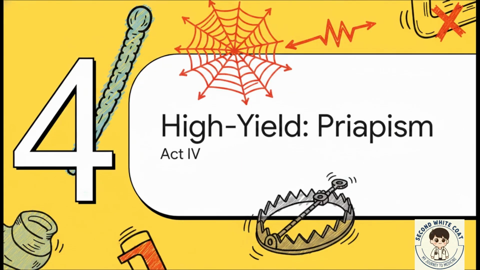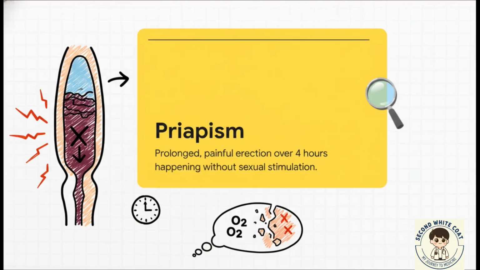Act 4. High-yield trap, priapism. Let's pivot to option C, priapism, which is a massive USMLE trap that you absolutely must understand. What exactly is it? Well, it's defined as a prolonged, usually painful erection lasting greater than 4 hours, happening without sexual stimulation or continuing long after stimulation ends. Normally, blood enters, stimulation ends, blood drains out. Simple. But in priapism, blood enters and gets trapped in the corpora cavernosa.